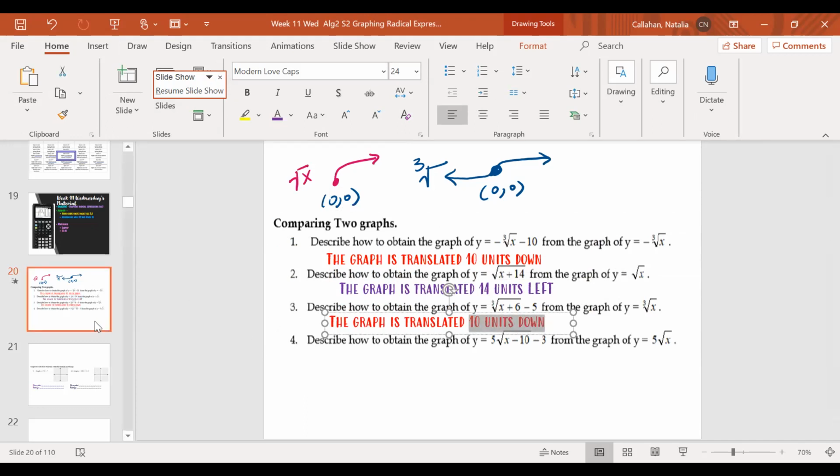So you just have to be a little bit careful with how you interpret that. Now take a look at number 3. In number 3, you have a plus 6 inside the cube root, and you also have a minus 5. So what that means is the 5 means the graph is translated 5 units down, and the positive 6 means it is translated 6 units to the left.